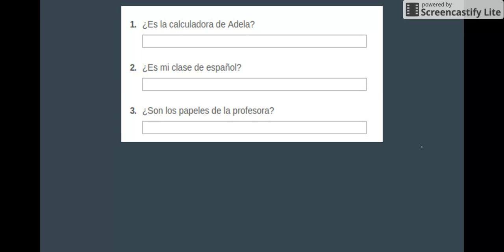In terms of the homework, relatively straightforward. All you have to do is answer these questions affirmatively. So, ¿es la calculadora de Adela? So all you do is sí, es su calculadora, right? Because Adela, third person, it'd be ella. La calculadora is a masculine or feminine singular noun, so it would be su. If it were calculadoras, ¿son las calculadoras de Adela?, you would have sí, son sus calculadoras.